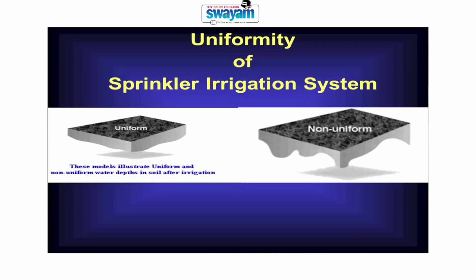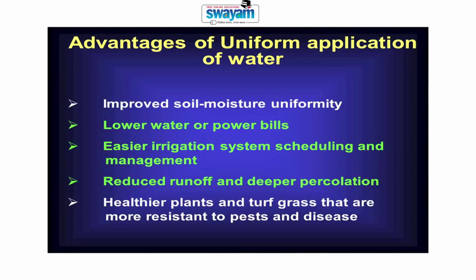One of the important parameters in a sprinkler system is the uniformity of water application. If you don't apply properly, non-uniform water application is not desirable. So, you need to manage in such a way that uniform water application is achieved. It not only increases soil moisture uniformity, lowers water or power bills, and makes irrigation scheduling easier, but also reduces runoff, gives deeper percolation and healthy plants and turf grass, which is more resistant to pests and diseases.